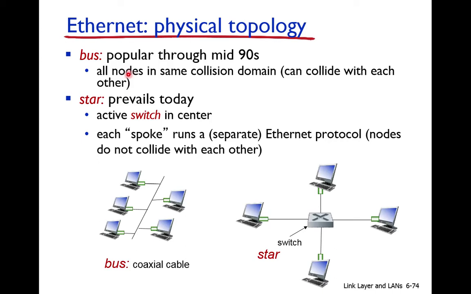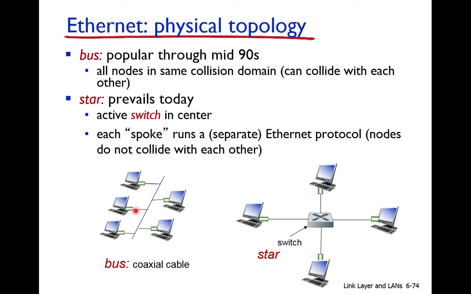Okay, the bus topology was popular through the mid 90s. Okay, and all the nodes were in the same collision domain. Collision domain, what does it mean? If this node transmits data on this link, this link is shared by all these five nodes. So if one node is transmitting data, then the other nodes cannot transmit, because the data moves from one end to the other end of the link.